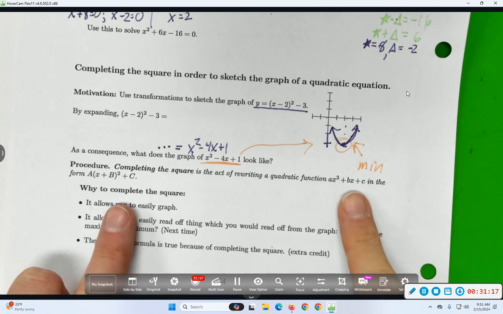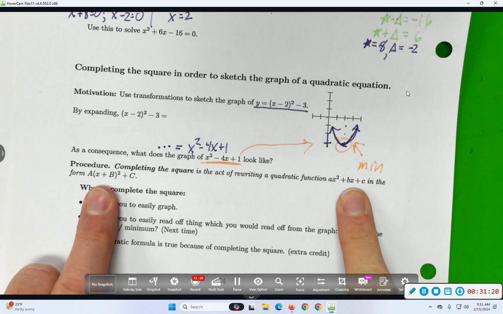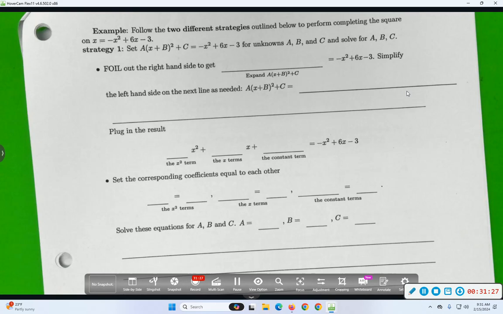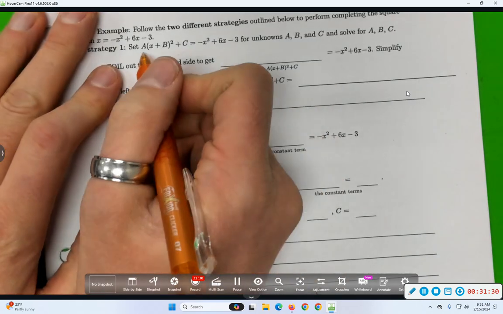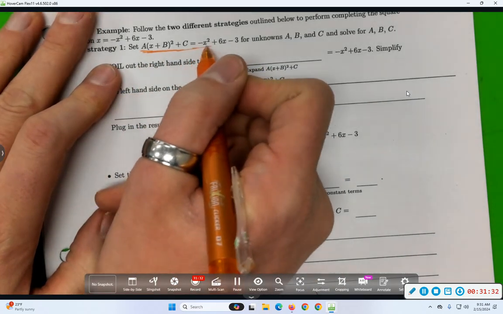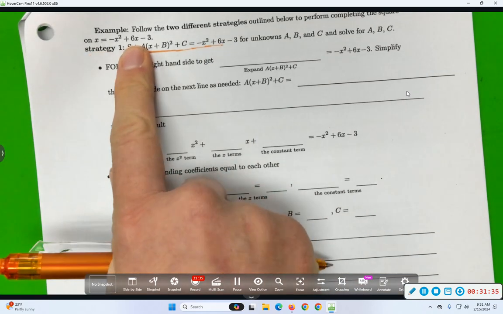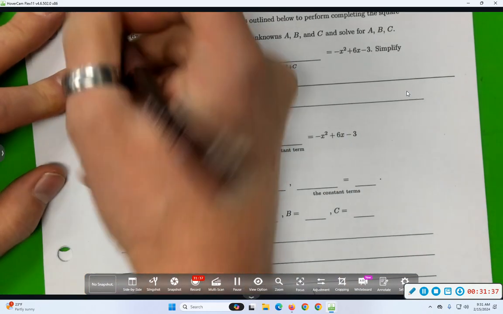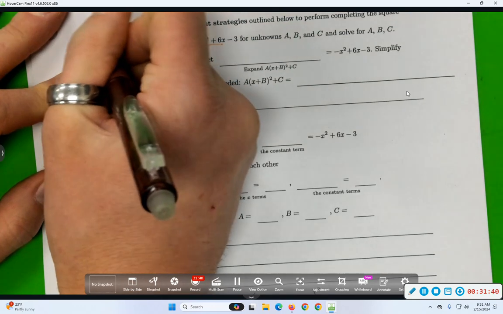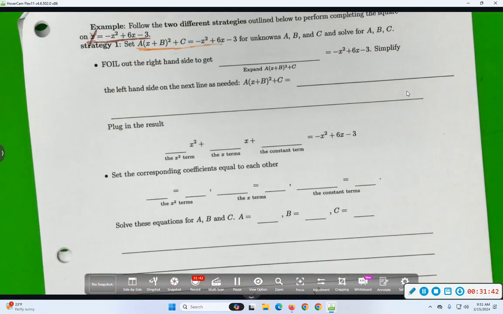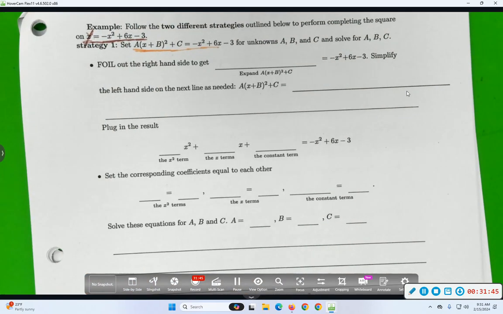So completing the square is a task. It's rewriting this in that form, and there's a handful of different mindsets you could have to do it. Here I've listed 2. So here's one strategy. Let's try to complete the square on a specific example: y equals negative x squared plus 6x minus 3. There are 2 different strategies you might use. Here's one of them.